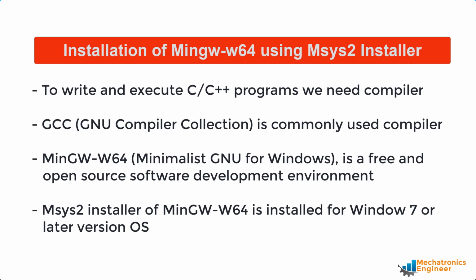In this video, we will see how to install GCC for writing and executing the C, C++ programs in Windows 7 or newer operating systems. It will be achieved by installing Mingw-w64 by using the Msys2 software distribution and building platform. Let's start by downloading Msys2 software distribution package from mingw-w64.org.